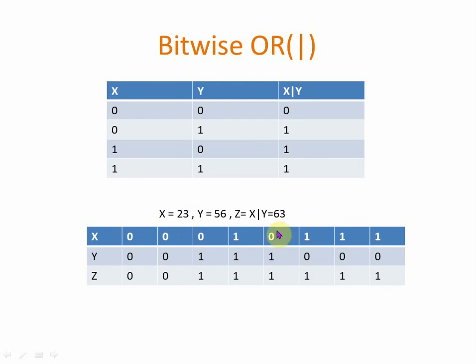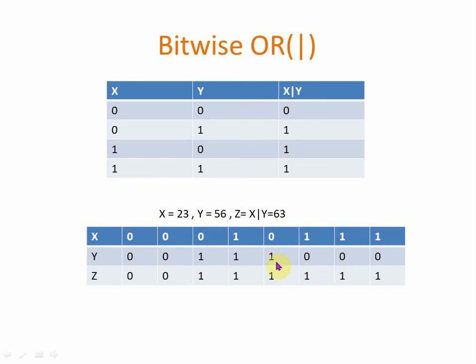Again, I have explained this previously: 23 converted from decimal to binary, and 56 converted from decimal to binary, and I have written it here. Now perform the OR operation. What is 1 and 0? You can see 1 and 0 is 1. So I have written here 1. Again 1 and 0, what is it? 1. I have written here 1. Similarly, again 1 and 0, 1.